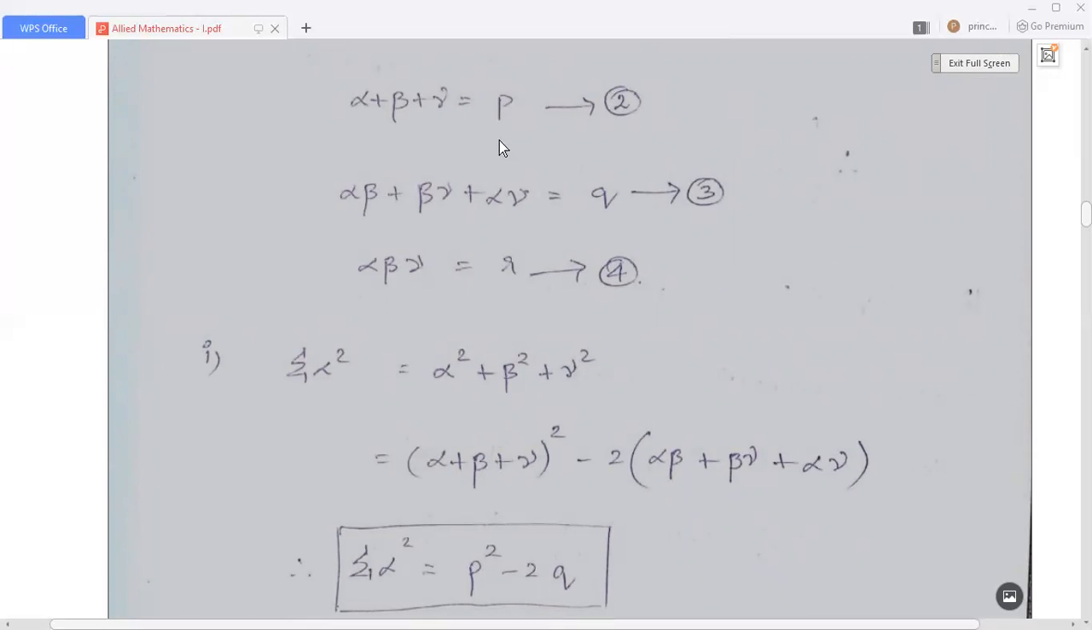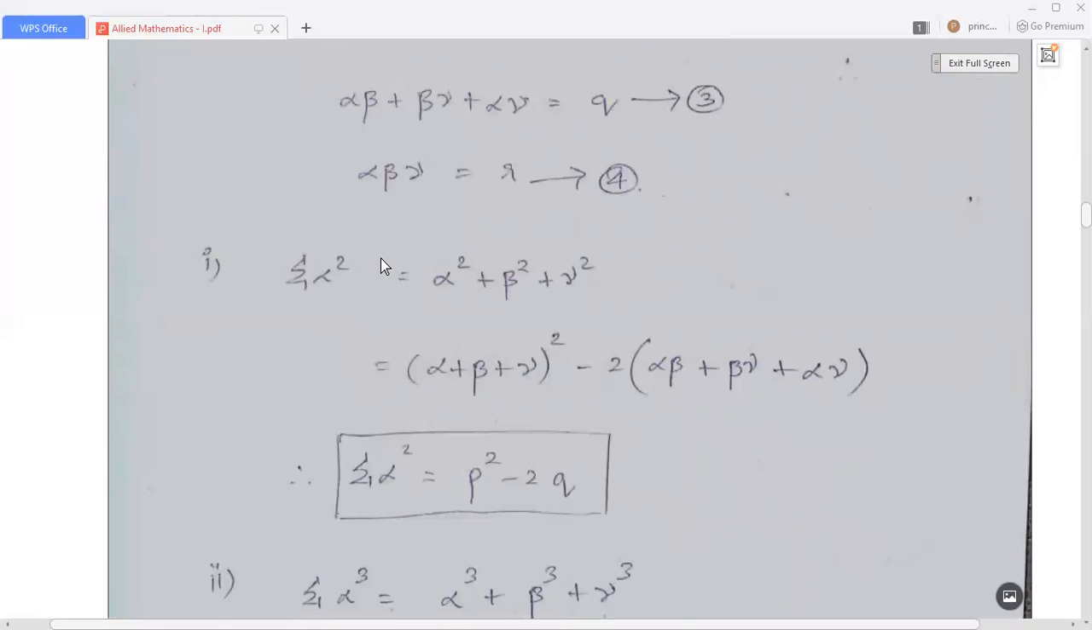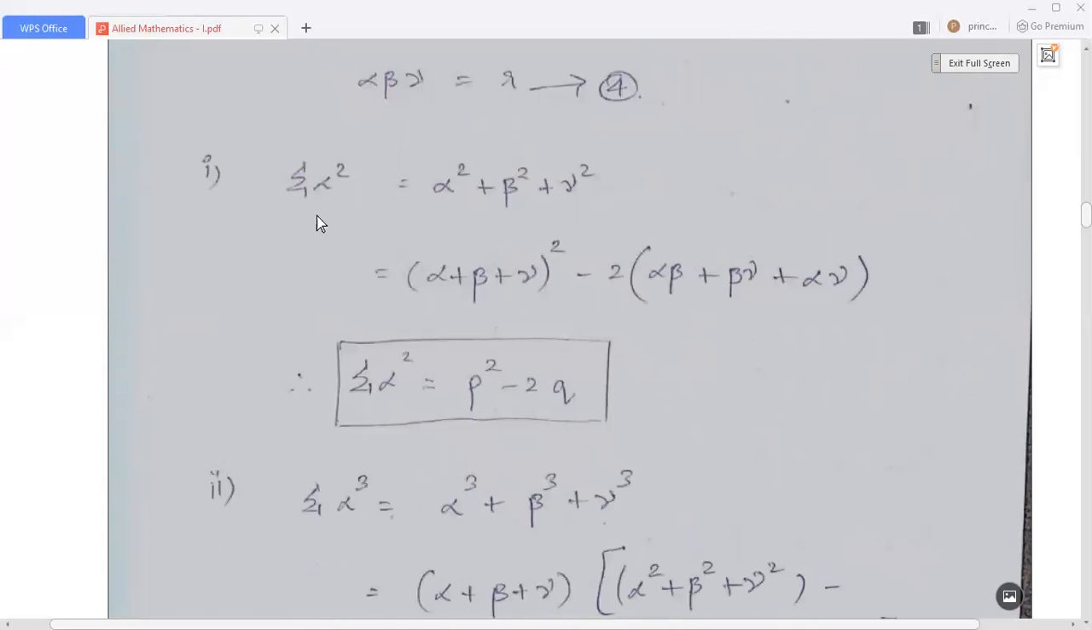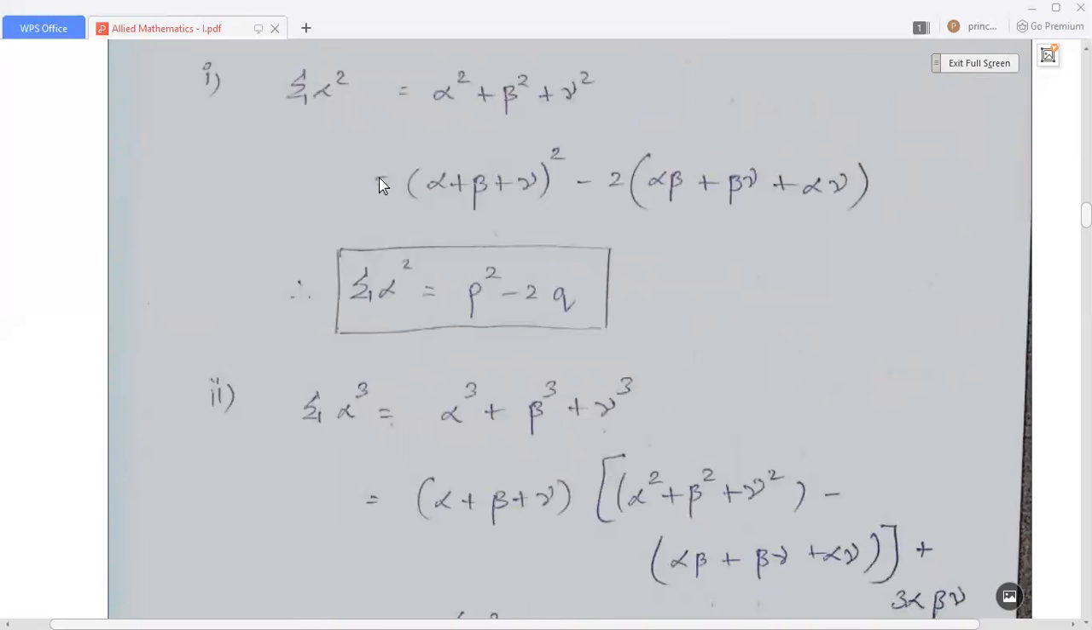So these values can be used to find sigma alpha square and other values. Now we calculate sigma alpha square equal to alpha square plus beta square plus gamma square. So this is the convenient form where we can substitute the available values. Here, therefore, sigma alpha square equal to p square minus 2q, because alpha plus beta plus gamma is p.